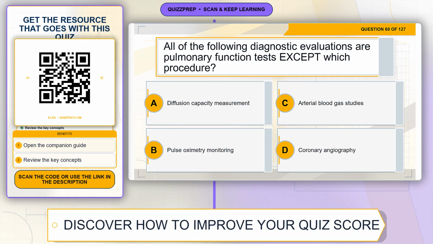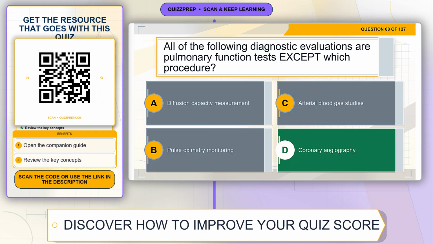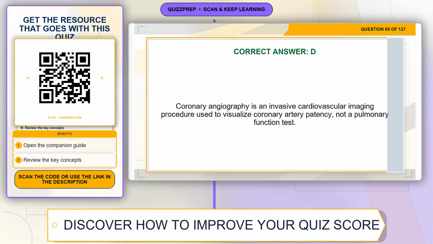Question 68. All of the following diagnostic evaluations are pulmonary function tests except which procedure? Option A, diffusion capacity measurement. Option B, pulse oximetry monitoring. Option C, arterial blood gas studies. Option D, coronary angiography. The correct answer is option D, coronary angiography. Explanation. Coronary angiography is an invasive cardiovascular imaging procedure used to visualize coronary artery patency, not a pulmonary function test.